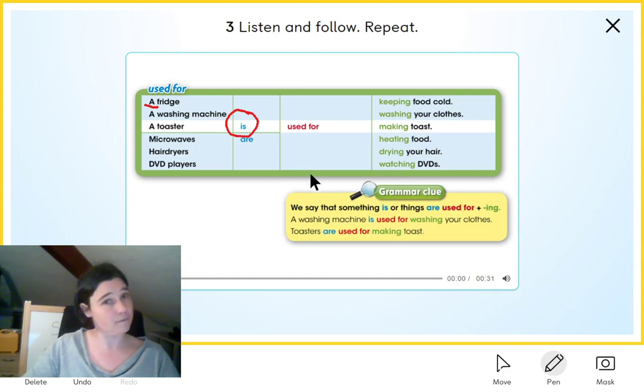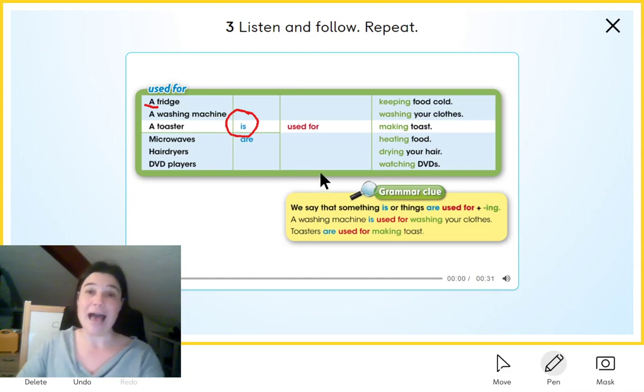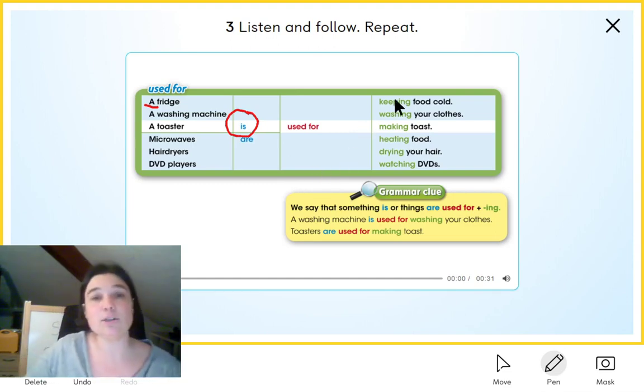Used for is the same for both structures. And now the end of the sentence is also the same for both structures. You know that the verb is to keep, to wash, to make. But what do we have to do so that the sentence has a real meaning? We have to add the ing form at the end of the verb. So that would make the sentence in the singular: a fridge is used for keeping food cold.